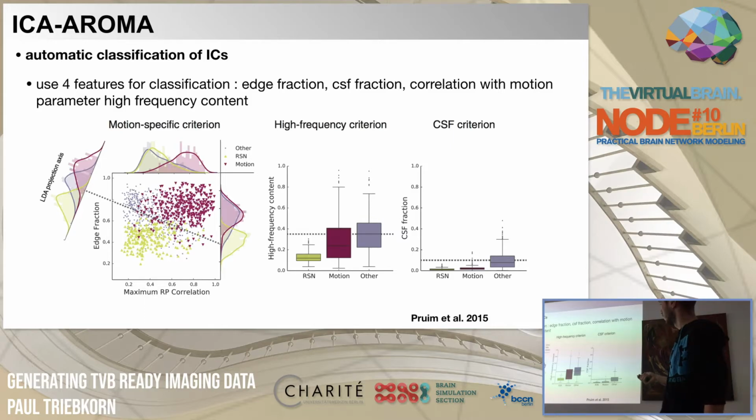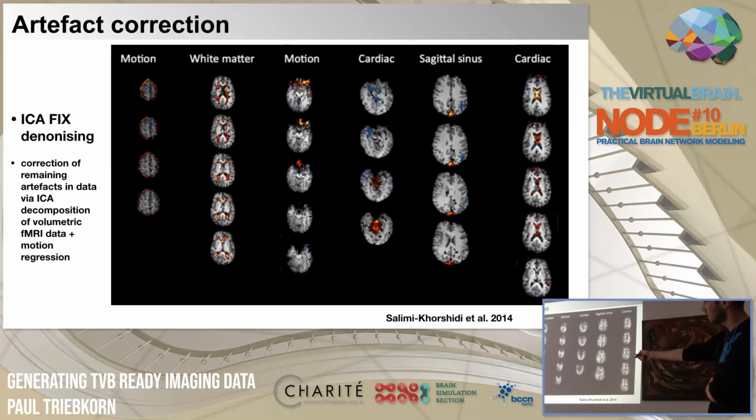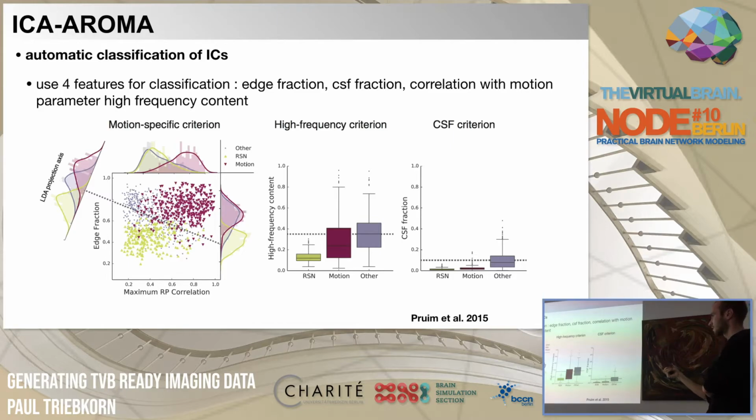Another technique for this, as a toolbox, is called ICA-AROMA, which does everything automatically. You don't have to specify this by hand. It tries to estimate motion components based on four features. One is how much activity is around the edges. If we go back, we can see here motion is outside of the brain, activity outside of the brain. Another is how much of the activity of the component is within the cerebrospinal fluid, how it correlates with motion parameters, and high frequency content. Then you can use different machine learning algorithms again to classify the components into good or bad, and finally also again subtract these bad components from the signal.